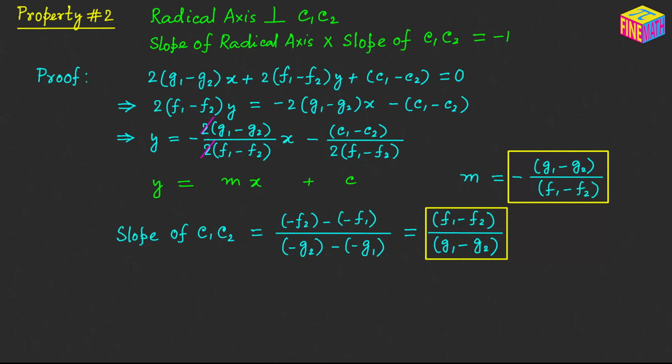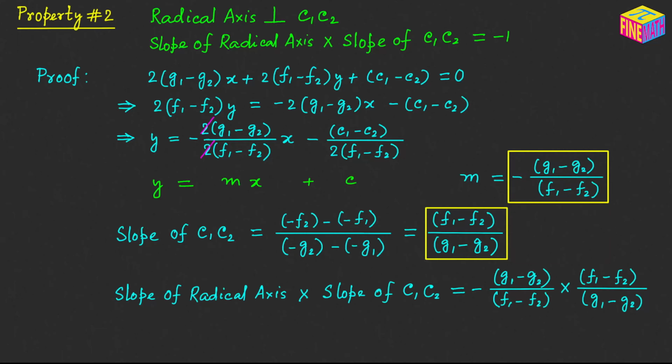Now let's multiply both of them and see what it turns out to be. Now when we multiply them, you can clearly see that we have similar quantities in the numerator and the denominator. So they are going to cancel out each other, and from here we can easily see that this value is actually going to be negative 1. So that's what we needed to prove. So with this proof, it is clear that the radical axis is always perpendicular to the line segment joining the centers of the given circles. And that was property number 2. Next, we are going to take a look at property number 3.